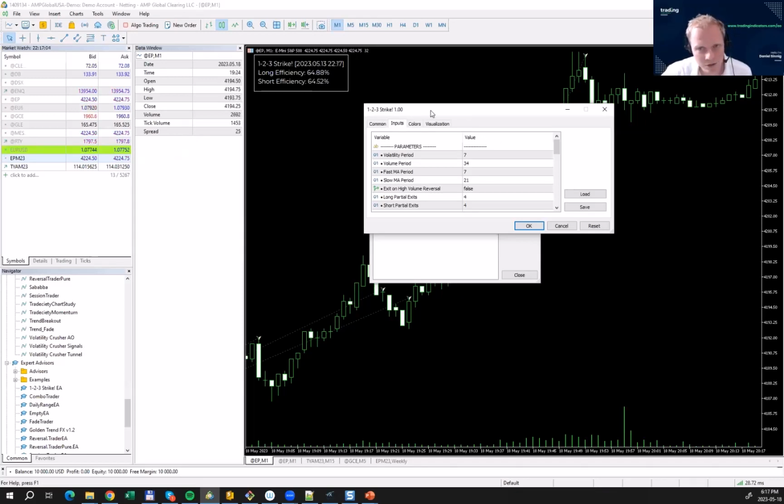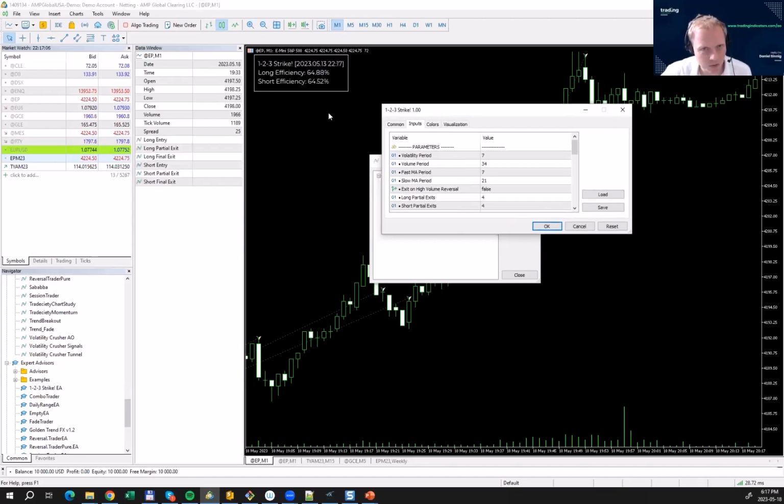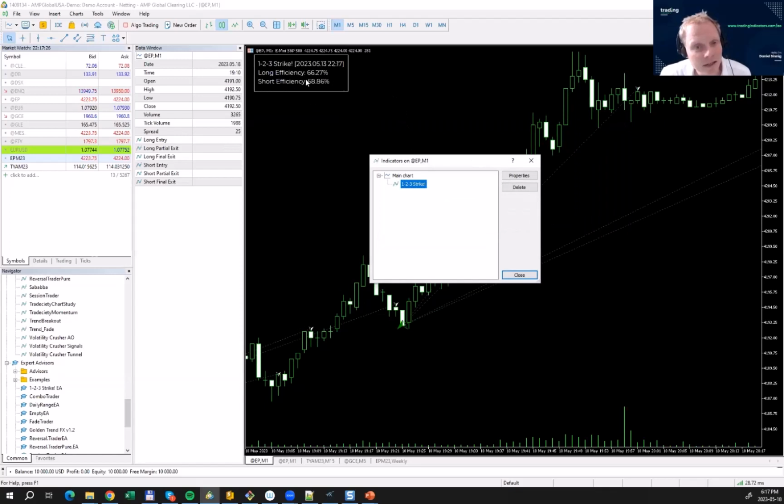All right, so this gives you an idea of how well this indicator has been working, historically speaking, on the symbol and on this time frame. But what's also really cool is that if I go into my settings, for example, and make a change, maybe I change my volatility period from 7 to, I don't know, 20, and click OK, you can see it updates immediately. So now my long efficiency went up, I forgot what the number was before. It changed to 66.27%, and my short efficiency actually went down to 58%. All right, maybe not a great change.